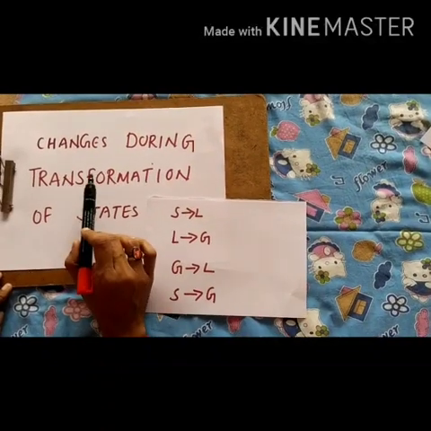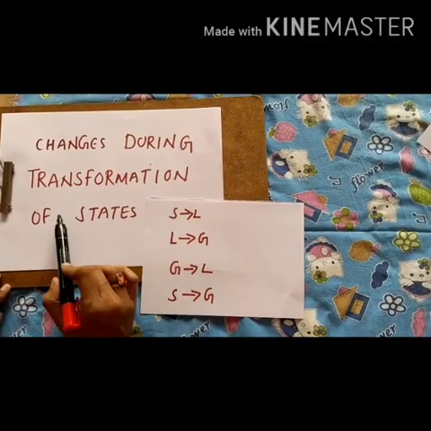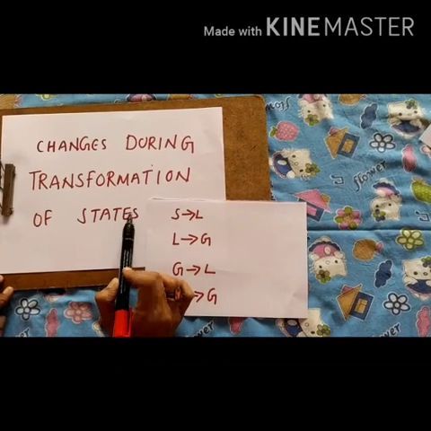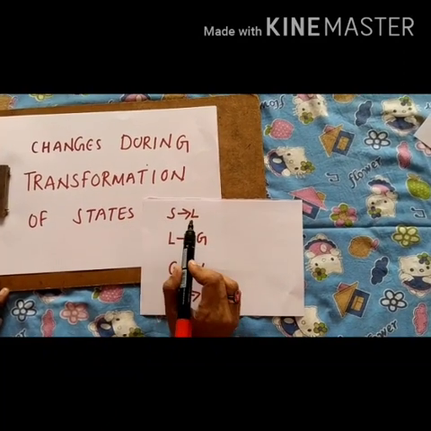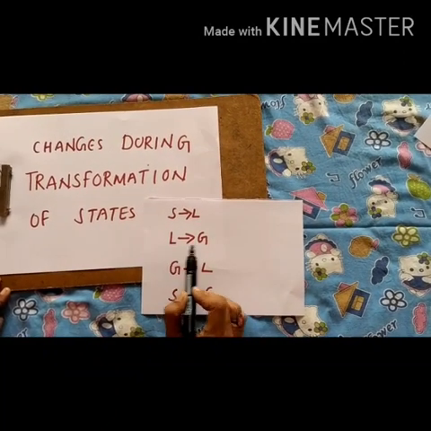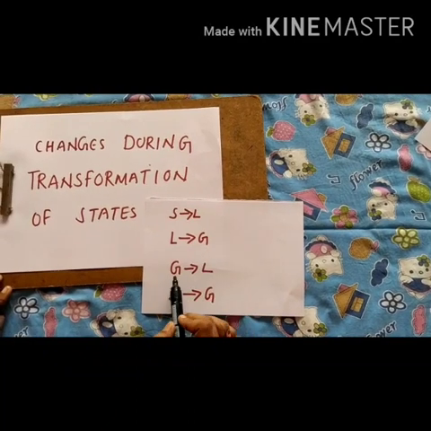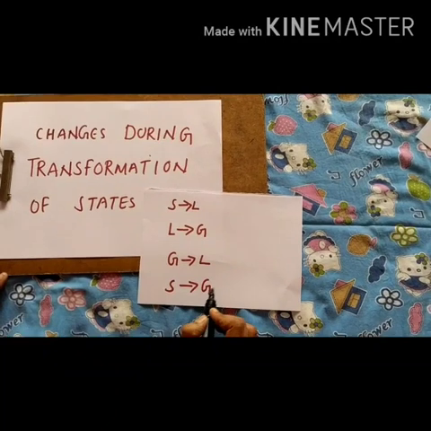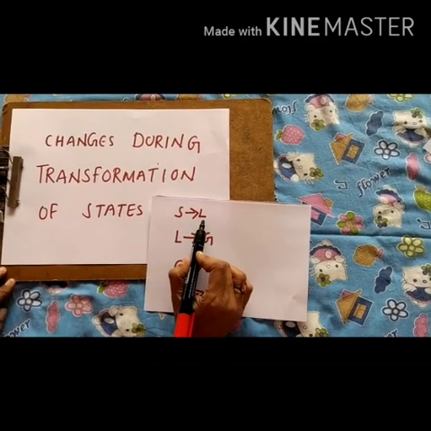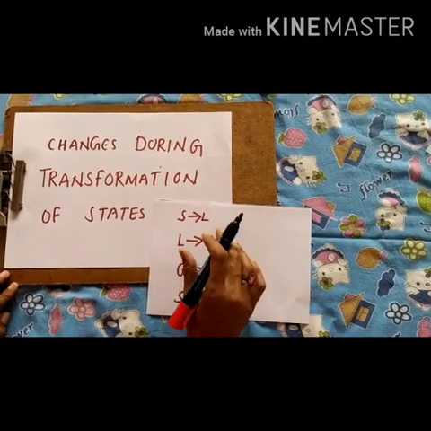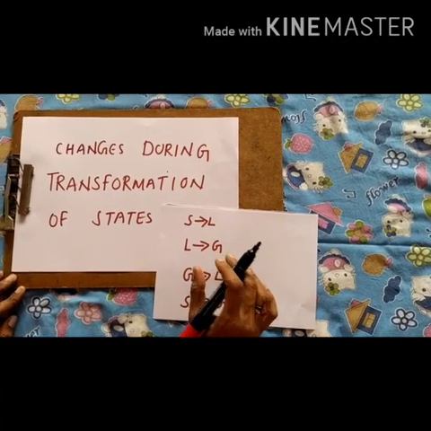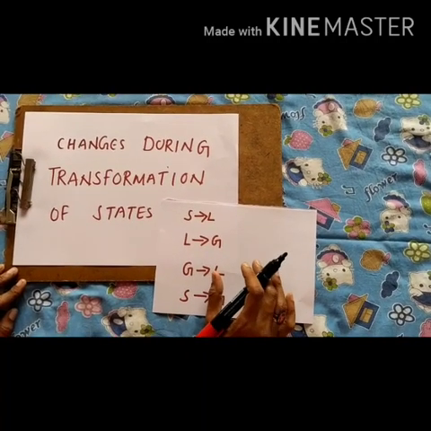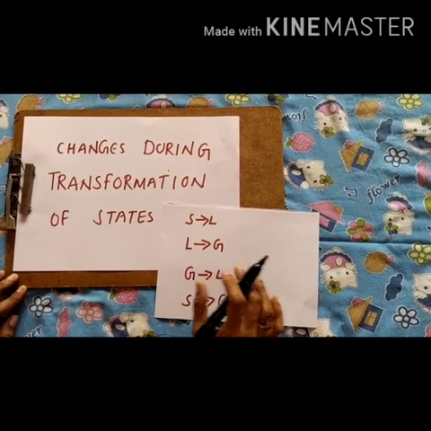The next topic is the changes during transformation of state. That means solid gets converted into liquid, or liquid gets converted into gas, gas gets converted into liquid, or solid gets converted into gas. So one state is changing into another state. During this transformation, what are the changes occurring? That we are going to see.